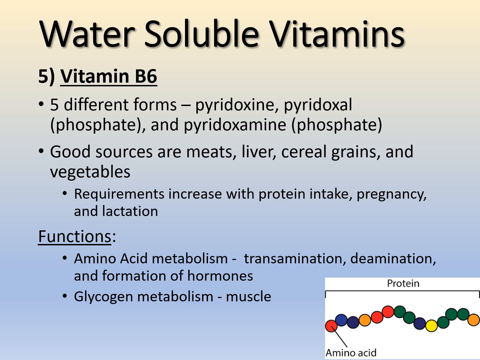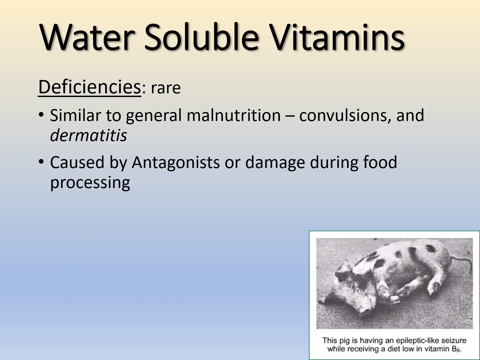It's also important for formation of hormones, those peptide hormones that we talked about, protein hormones as well. So it really goes hand in hand with protein. The more protein you need, the more vitamin B6 you need as well. You also see it's required for glycogen metabolism, specifically in the muscle. So we said we store sugar as glycogen in our liver and muscle. So that glycogen metabolism requires vitamin B6 as well.